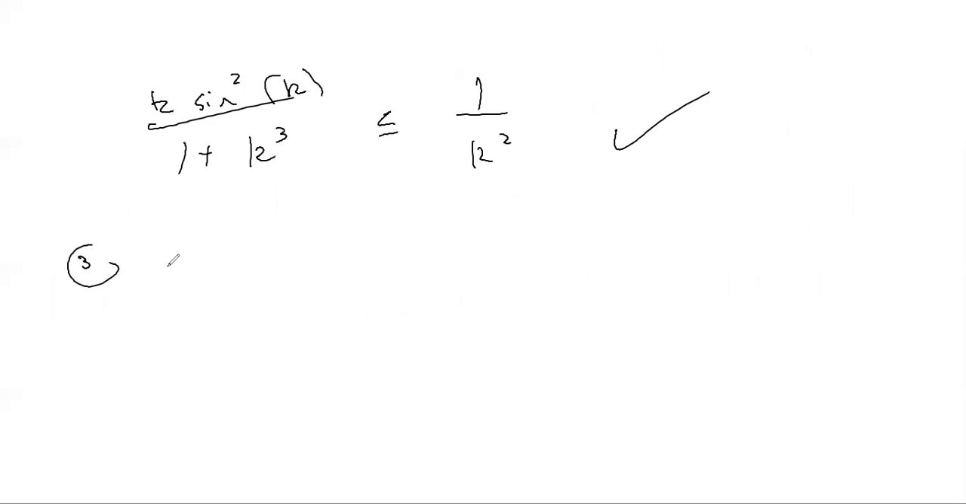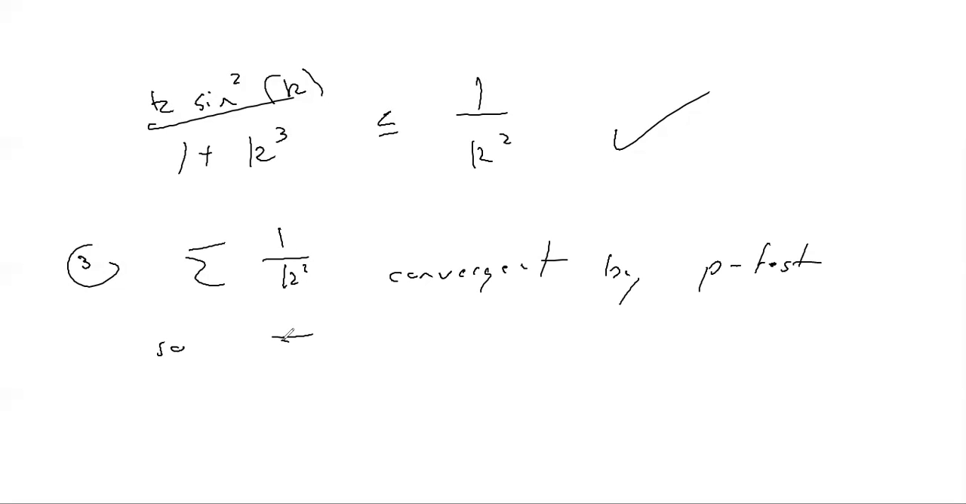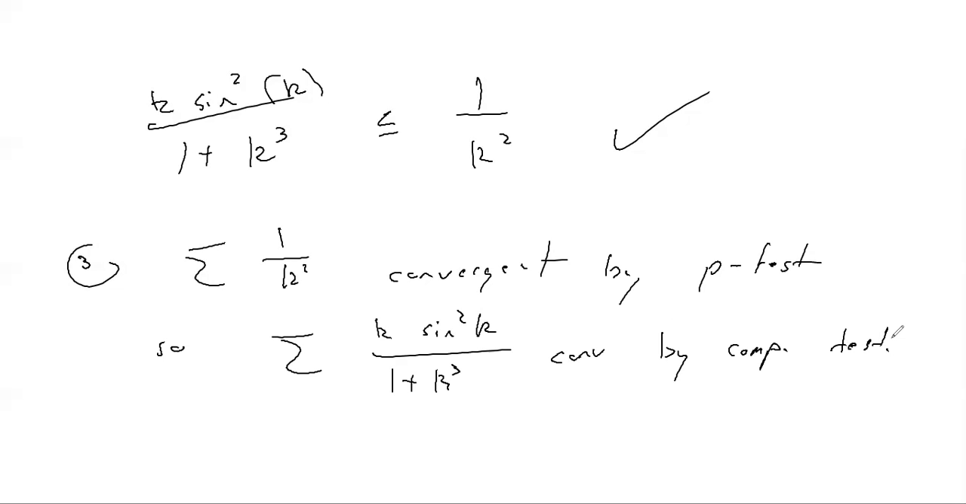Step 3, I summarize everything. I say 1 over k squared convergent by p-test. So k sine squared k over 1 plus k cubed convergent by comparison test. Okay, let's continue looking at some more challenging problems from this section.